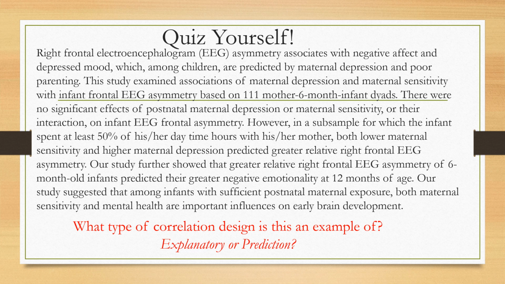This is an example of prediction because the author sought to determine if the factors of maternal sensitivity and maternal depression predicted EEG asymmetry. In addition, the author found that EEG asymmetry of the 6-month-old infants predicted their greater emotionality at 6 months.